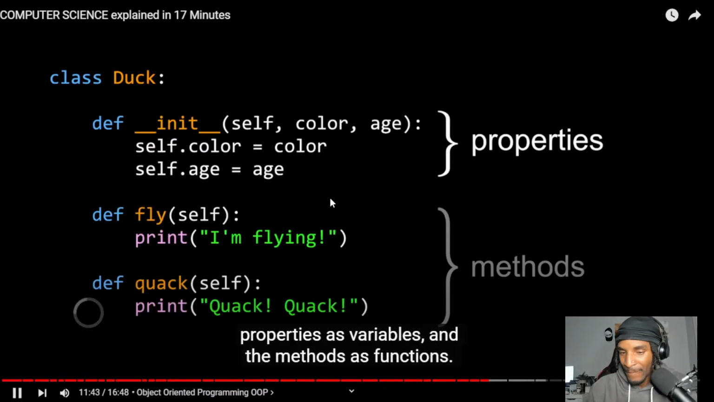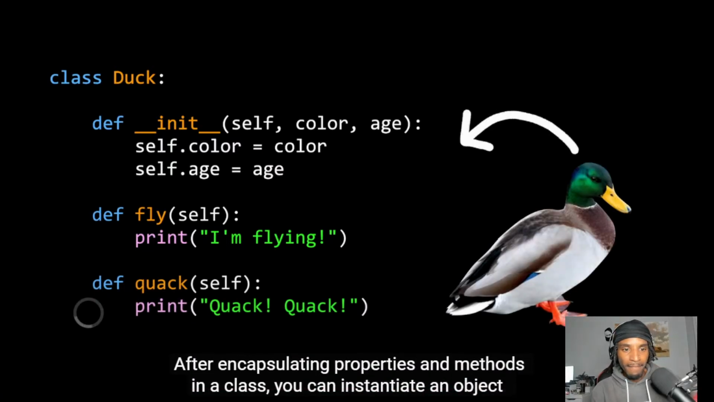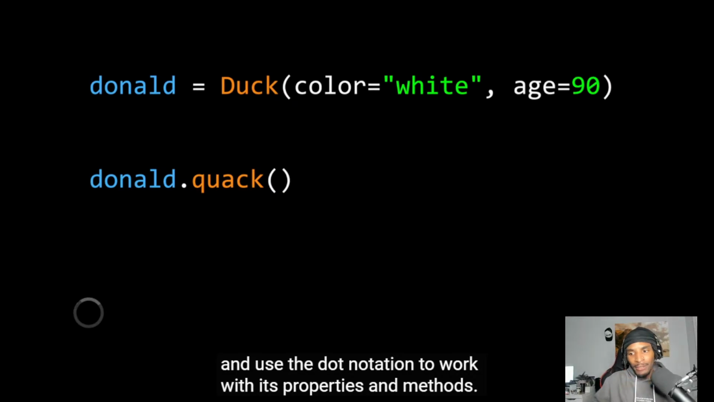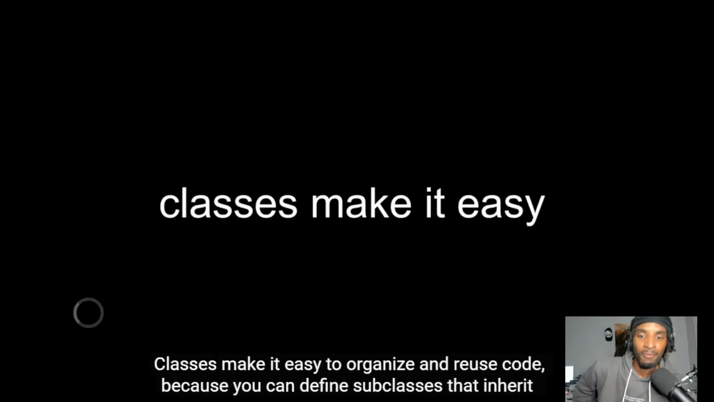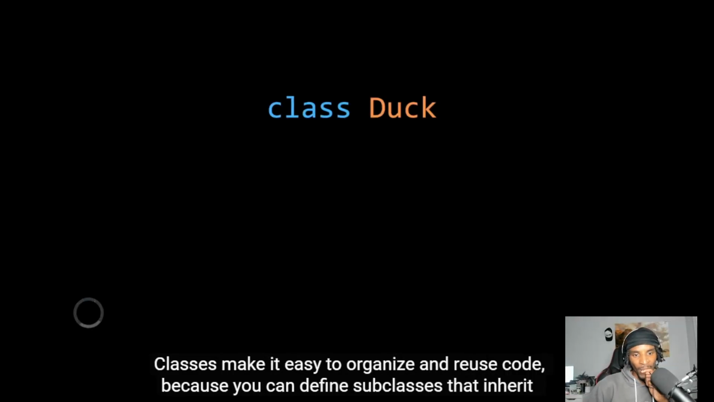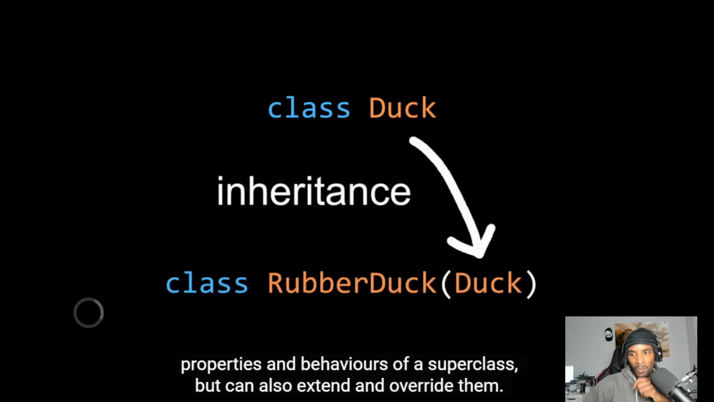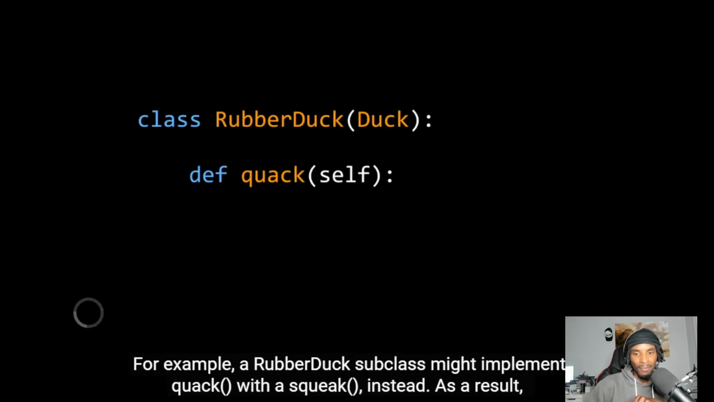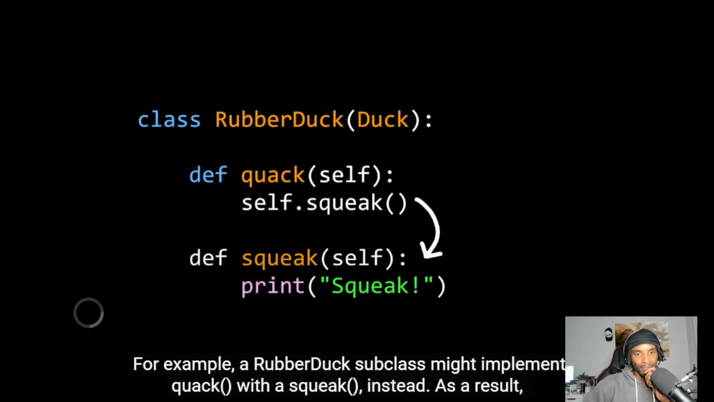As variables and the methods as functions. After encapsulating properties and methods in a class, you can instantiate an object and use the dot notation to work with its properties and methods. Classes make it easy to organize and reuse code because you can define subclasses that inherit properties and behaviors of a superclass but can also extend and override them. For example, a rubber duck subclass might implement quack with a squeak instead.